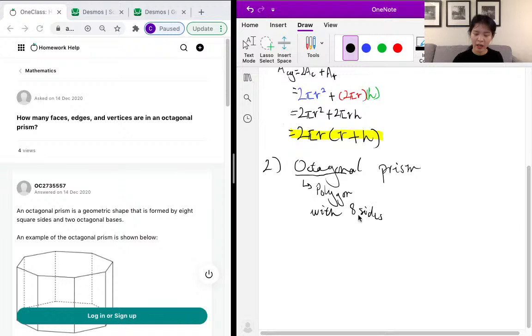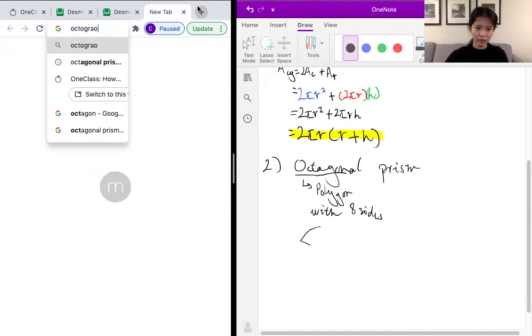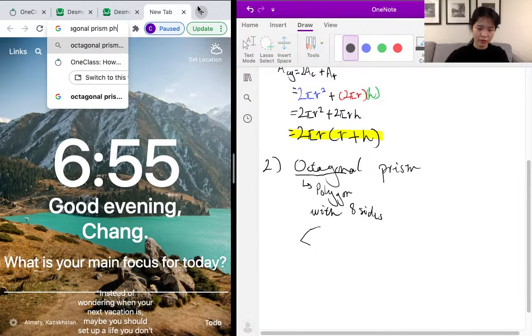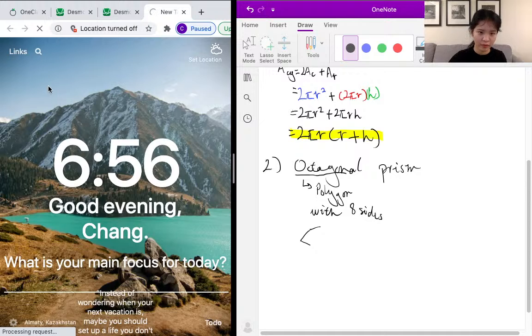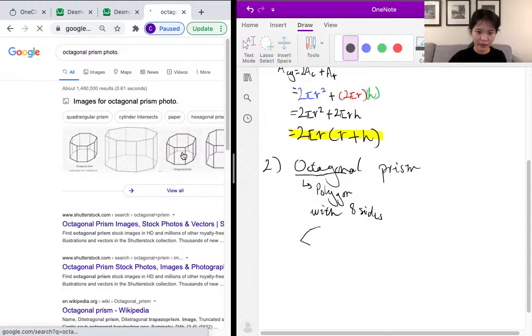And an octagonal prism is just a prism with its top and its bottom as an octagon. I'm going to try my best to draw an octagon, but it probably would be really hard for me to draw an octagon by hand. You know what, let me just find an octagonal prism photo. And then let me just show you this photo. Okay, here's a photo of an octagonal prism.